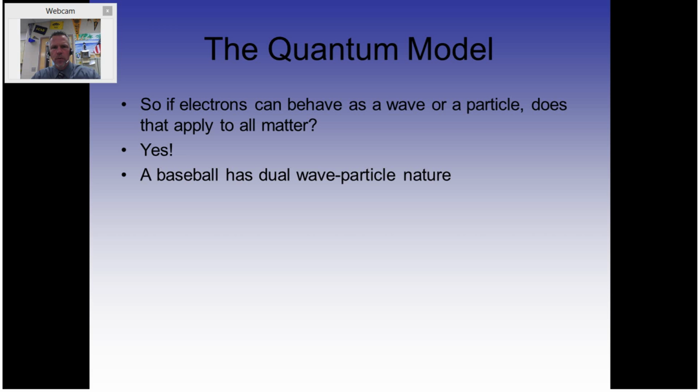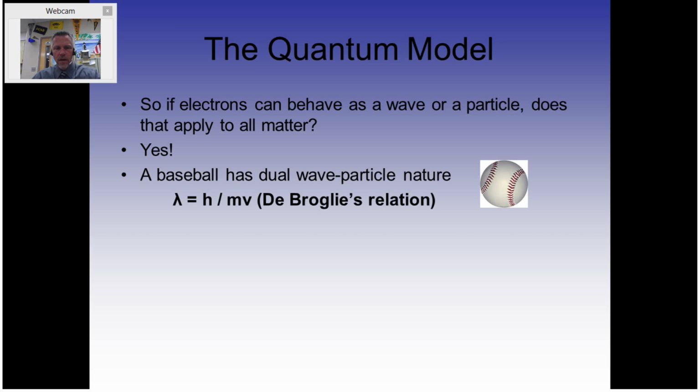So de Broglie's conclusion was that that was true. Electrons can behave as wave and as particle. And he also wondered, can this be true for other matter, or is it just electrons? And as it turns out, it's true. This relationship holds for other kinds of matter. For example, a baseball has a dual wave-particle nature. Here's a baseball. So here is de Broglie's relation: lambda equals Planck's constant divided by mass times velocity.